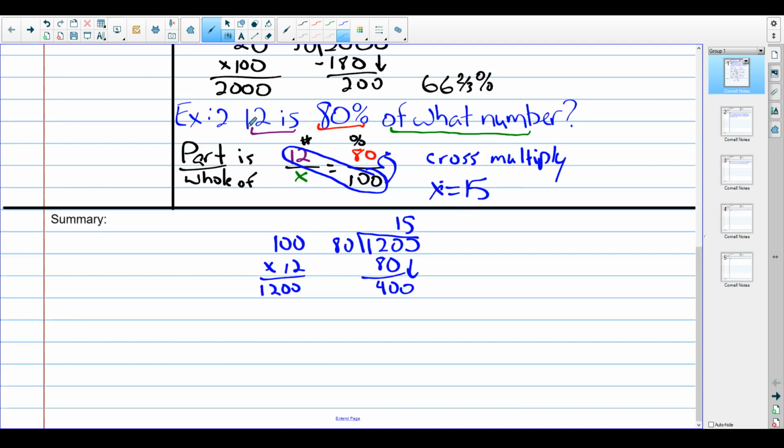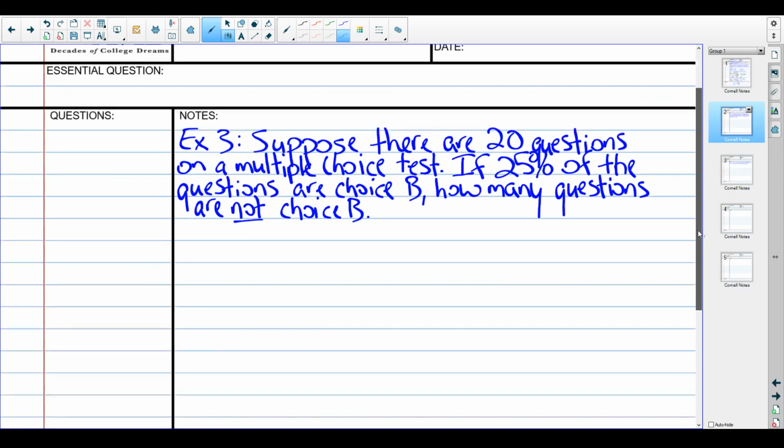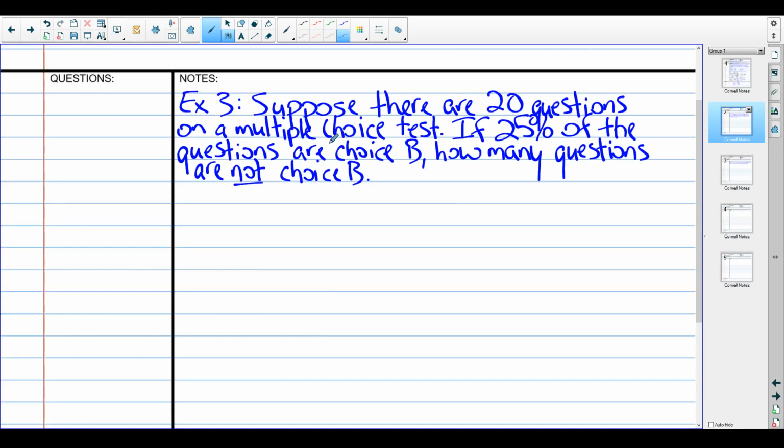Okay. So if they just give you this, there's no context behind it. You just look for the words is, you look for the words of. But what if they give you word problems? So you say, suppose there are 20 questions on a multiple choice test. If 20% of the questions are choice B, how many questions are not choice B?